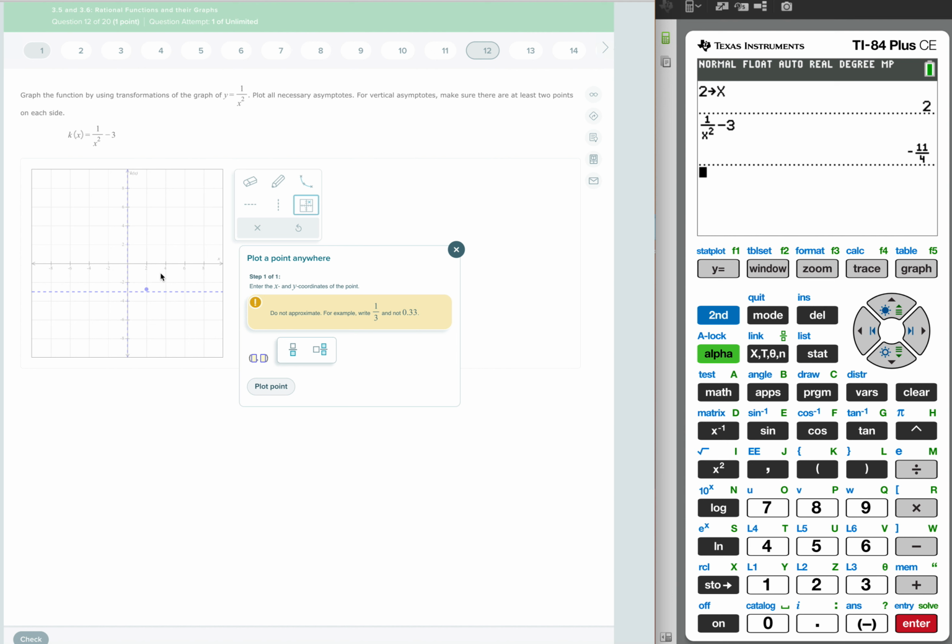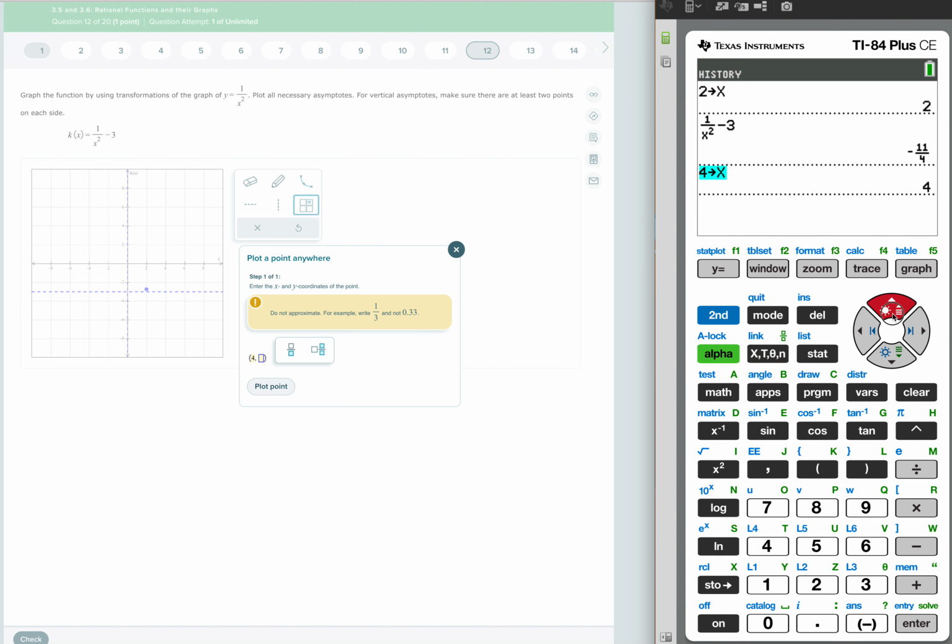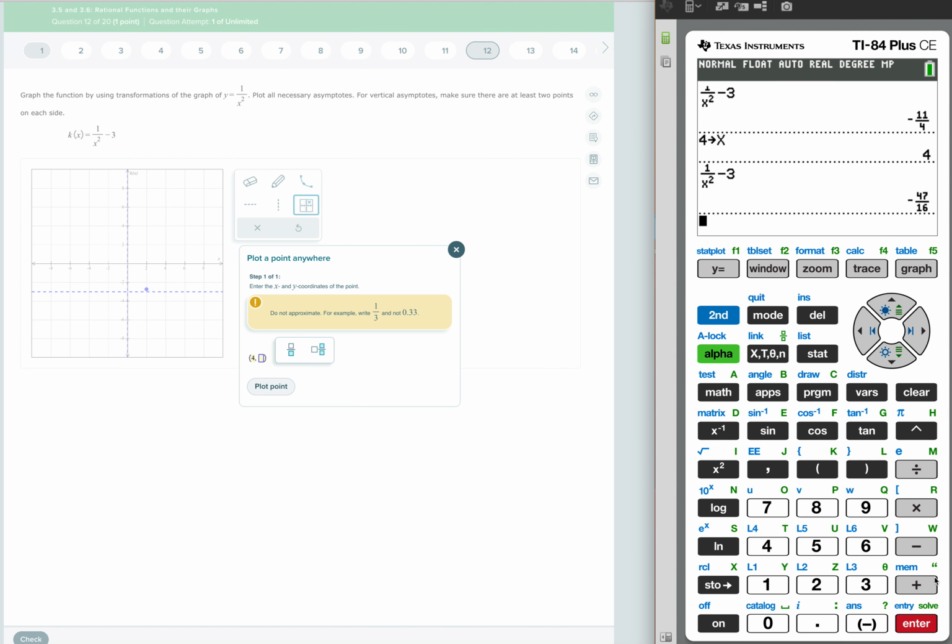Now let's go ahead and let x equal 4. So we'll put a 4 in there. We're going to go back to our calculator, and put 4, store as x, and press enter. And now we'll go get this function again and press enter. And now our calculator will put 4 in that function. So now we have negative 47/16. I also wanted to show you that you can put the negative on the outside if you want, and then go ahead and type in your fraction 47/16. Plot that point.